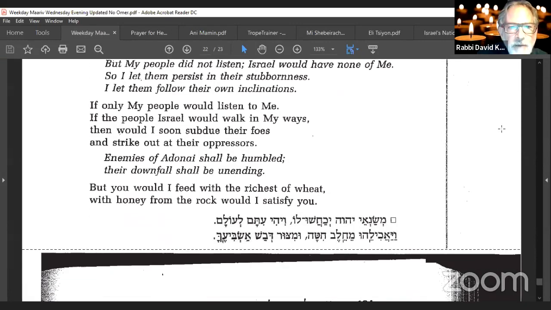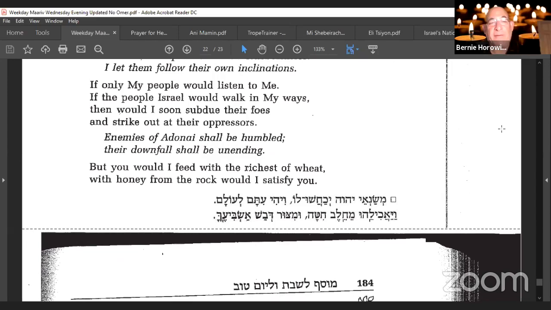If only my people would listen to me, if the people Israel would walk in my ways, then I would soon subdue their foes and strike out at their oppressors. Enemies of Adonai shall be humbled. Their downfall shall be unending. But you would I feed with the richest of wheat. With honey from the rock would I satisfy you.